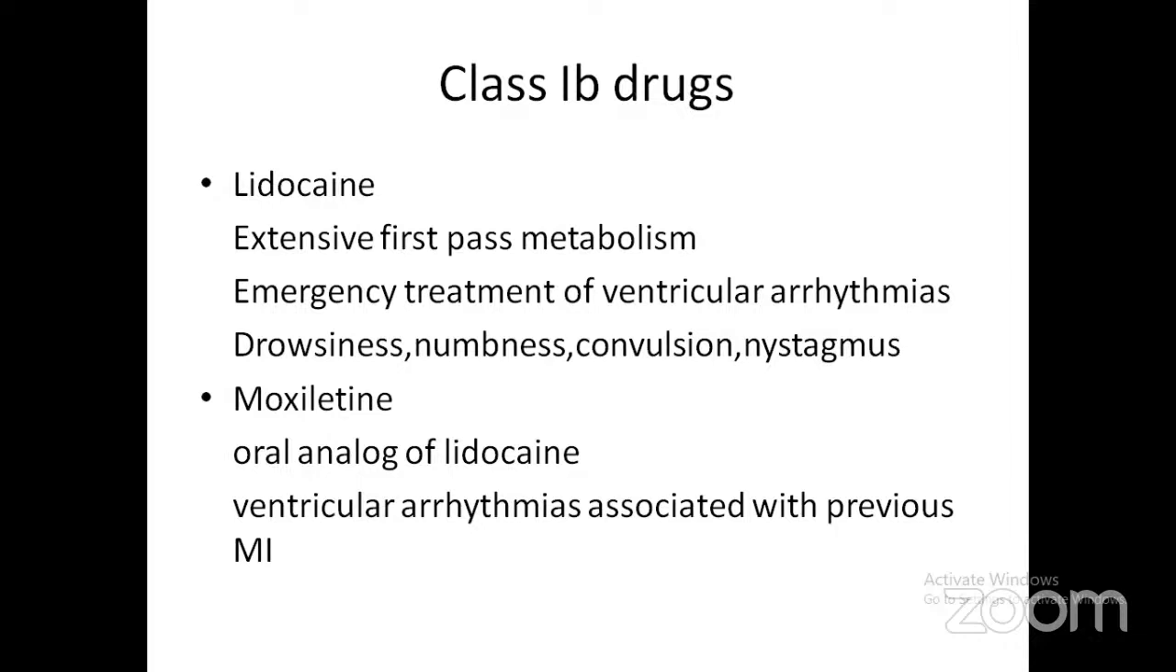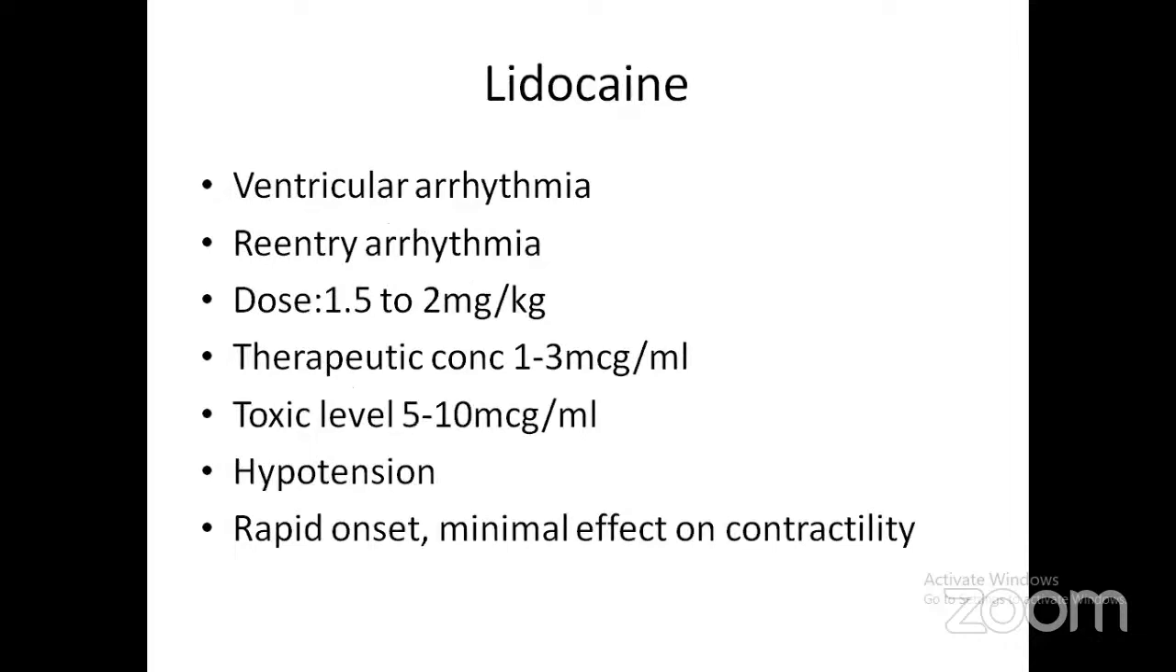Uses are ventricular arrhythmias associated with previous MI. Lidocaine is used in ventricular arrhythmia and re-entry arrhythmia. Dose is 1.5 to 2 mg per kg. Therapeutic concentration is 1 to 3 micrograms per ml. Toxic level is 5 to 10 micrograms per ml. Side effects are hypotension due to vasodilatation. Advantages are rapid onset and minimal effect on cardiac contractility.